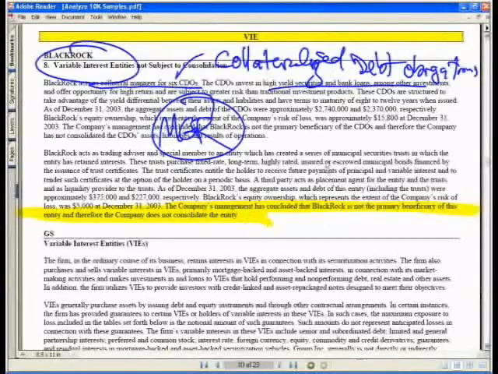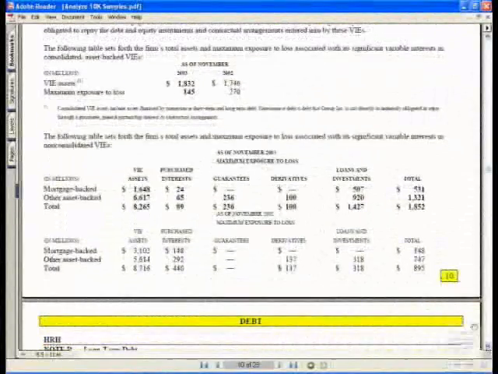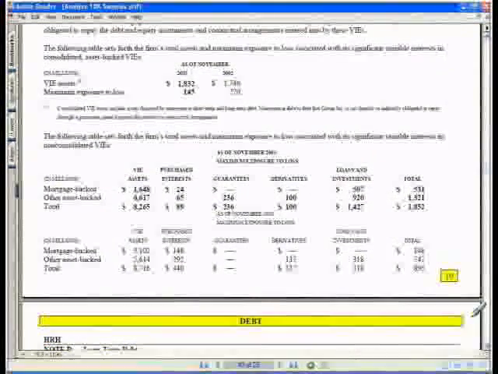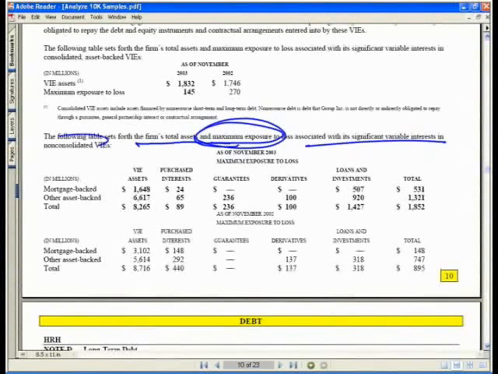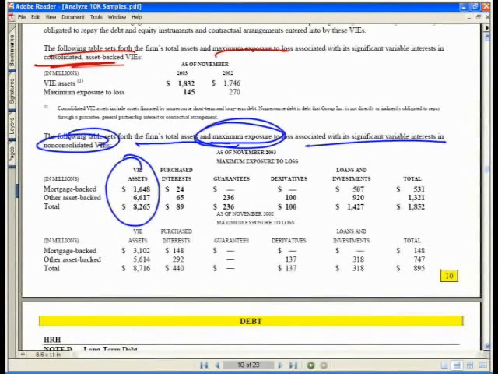Looking ahead to Goldman. Goldman has a similar footnote at the bottom of your page 10. Goldman tells us the following information. They tell us that the following table sets forth the firm's total assets and maximum exposure to loss associated with significant interests in non-consolidated VIEs, variable interest entities. And they tell us that this is the total dollar amount that they have that they did not consolidate. And further on top, right on top of this, you see also that the following table sets forth total assets and maximum exposures with consolidated VIEs. So here Goldman has made the distinction between consolidated versus non-consolidated. That was all as a direct result of Enron and the outbreak since then.